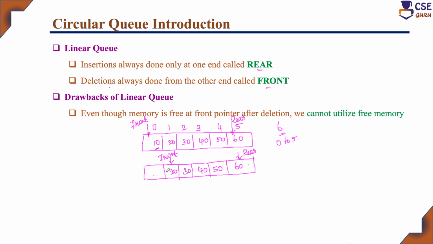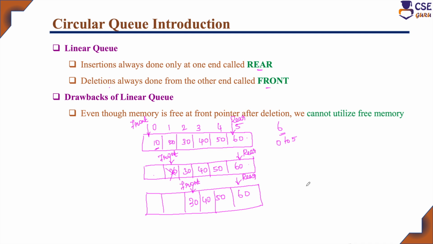Suppose I want to delete 20 also, the new structure of the linear queue will be like this. Here the front pointer will point to 30 and the rear pointer will point to 60. Now, the 2 memory locations before the front pointer position are free. So what is the drawback of linear queue? Whatever the size of the array you have allocated, only that size you can utilize. Here we can store only 6 elements.